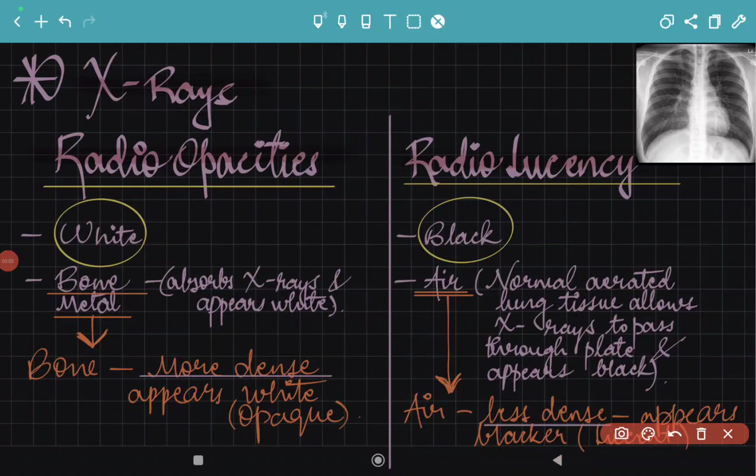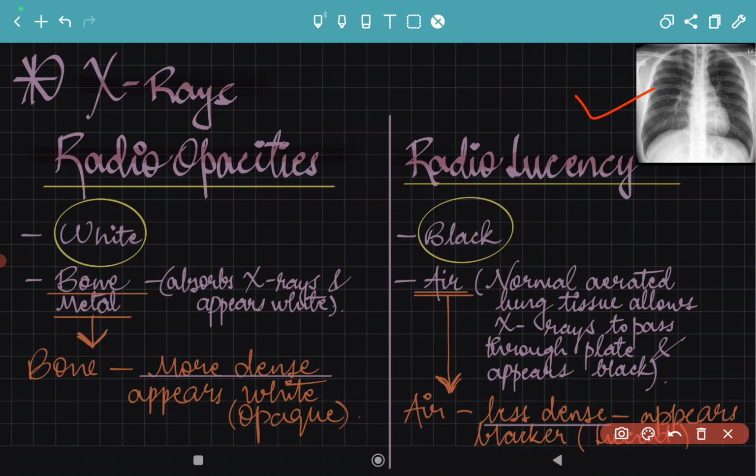Physio Web Series X-rays Season 1. Series 1. So let's begin with Series 1. We will be discussing X-rays, specifically chest X-rays. So let's have a look at the normal chest X-ray.